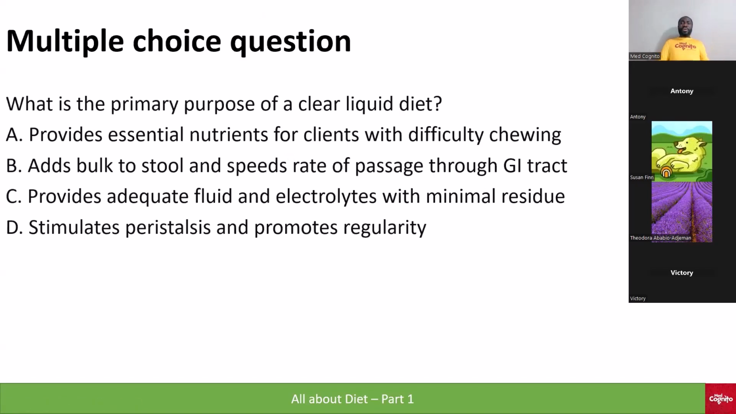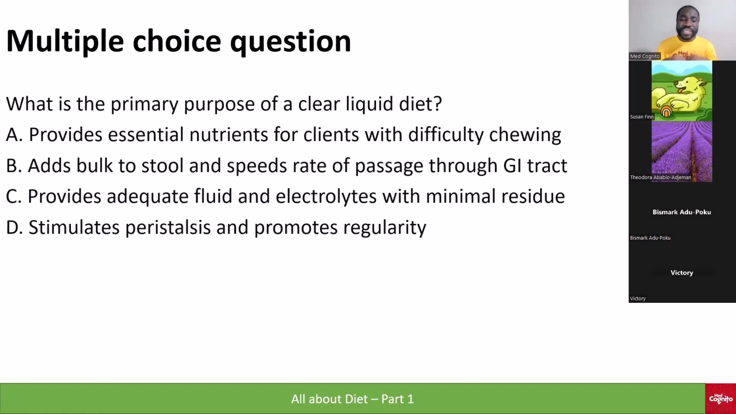So, multiple choice question. What is the primary purpose of a clear liquid diet? Please type your answers in the comment section. A, it provides essential nutrients for clients with difficulty chewing. B, it adds bulk to stool and speeds rate of passage through the GI tract. C, it provides adequate fluid and electrolytes with minimal residue. D, it stimulates peristalsis and promotes regularity. If it's A, B, C, or D, type your answer in the comment section, because you've learned all these concepts.